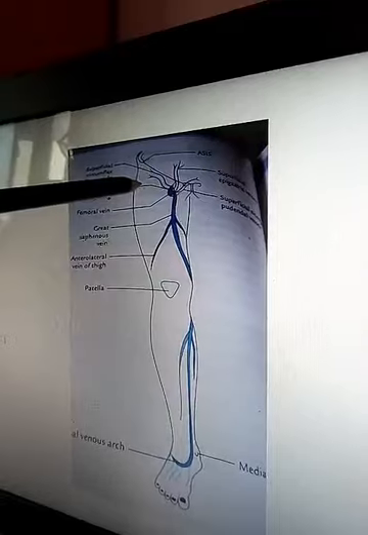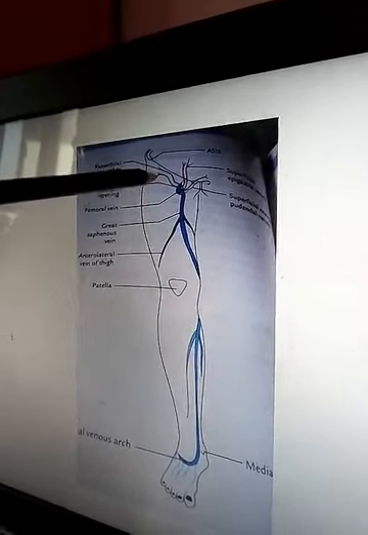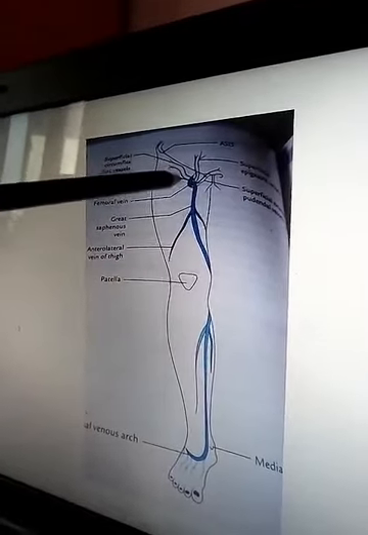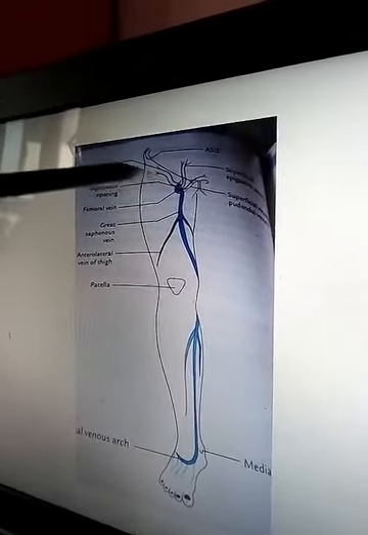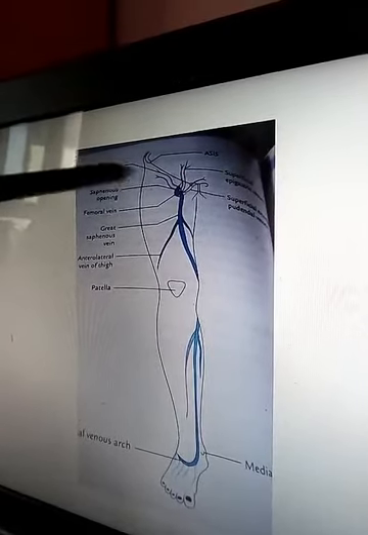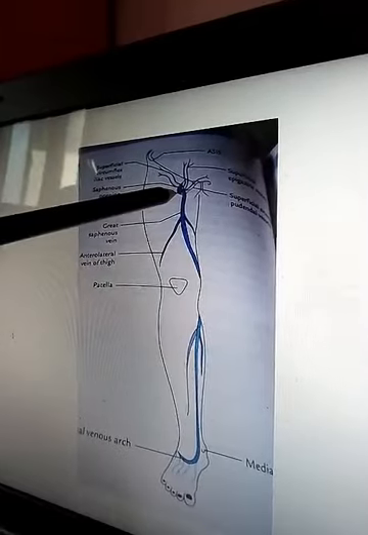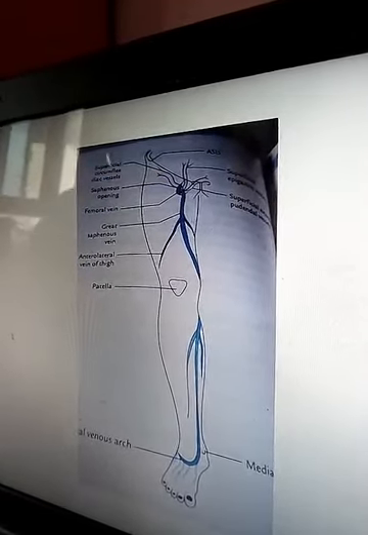Another is the superficial circumflex iliac artery. It arises near the superficial epigastric artery, pierces the fascia lata or the deep fascia of the thigh lateral to the saphenous opening to run upwards and laterally below the inguinal ligament.